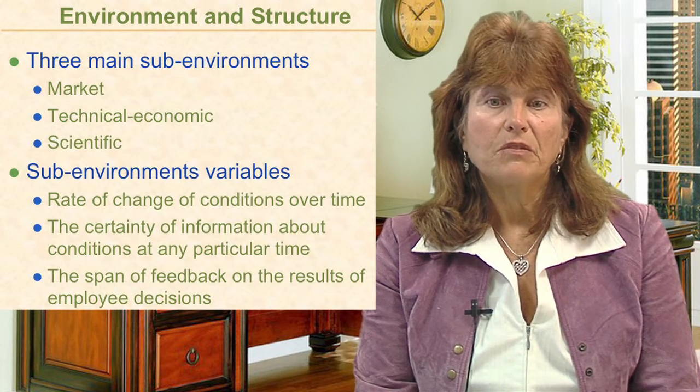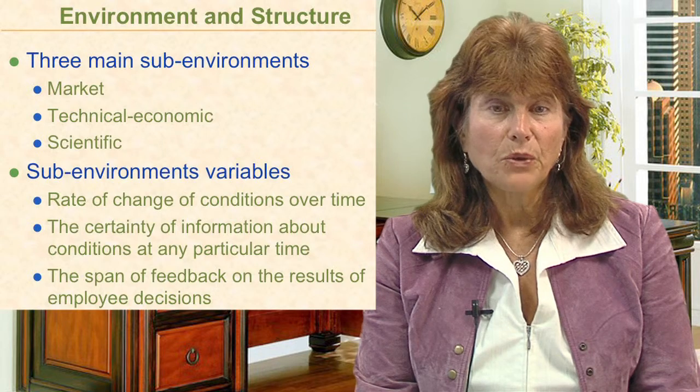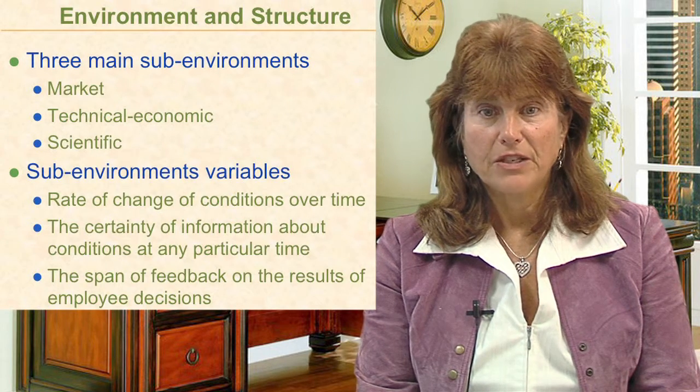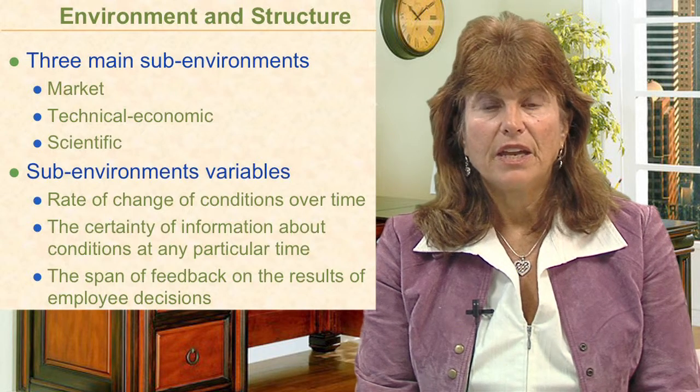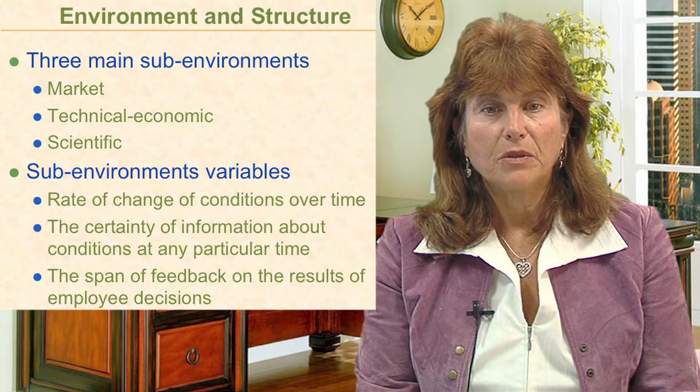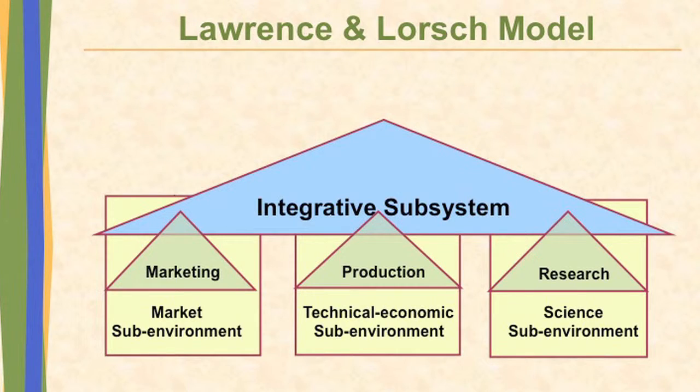Some of the sub-environment variables included the rate of change of conditions over time. How fast was it? How slow was it? How certain information was about the conditions, and how quick the feedback came in the results of the decisions that employees made. You can see here in terms of an integrative subsystem of Lawrence and Lorsch, you look at the market subsystems, the technology subsystems, and these were all dependent on marketing, production, and research.